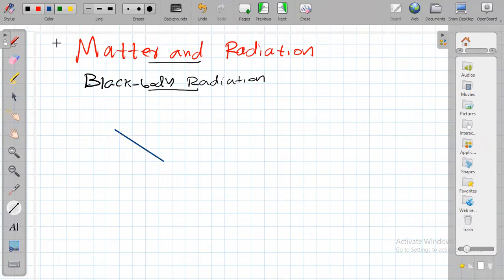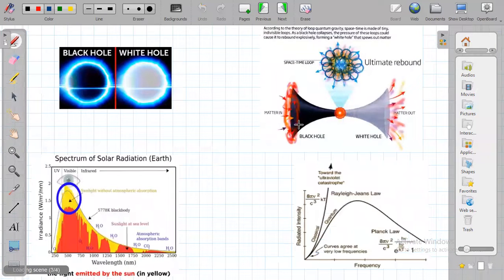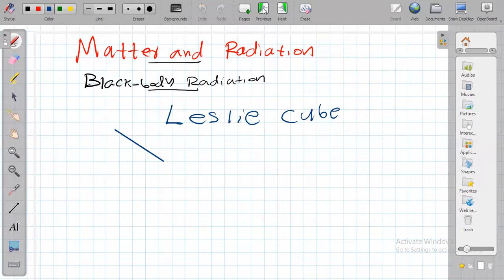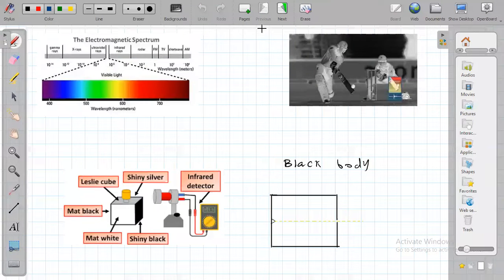We use a thing called a Leslie cube. What? A Leslie cube. What is a Leslie cube? Let's see. What is it? This one. Have a good look at this one.